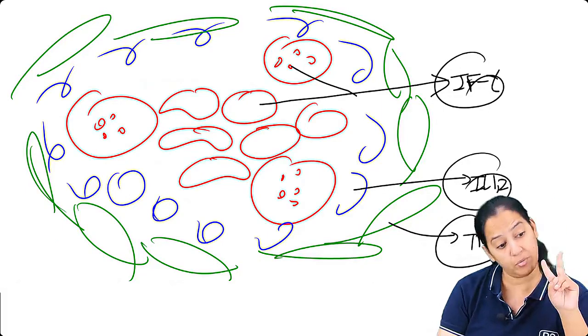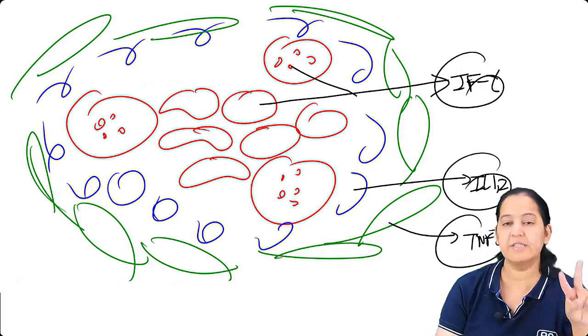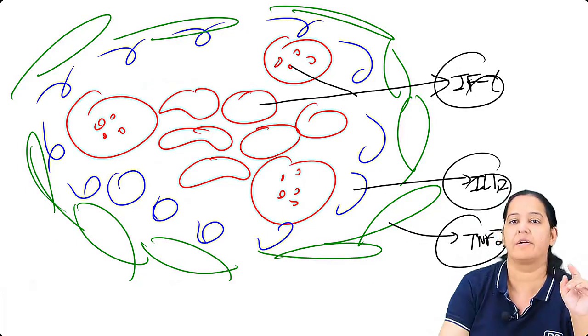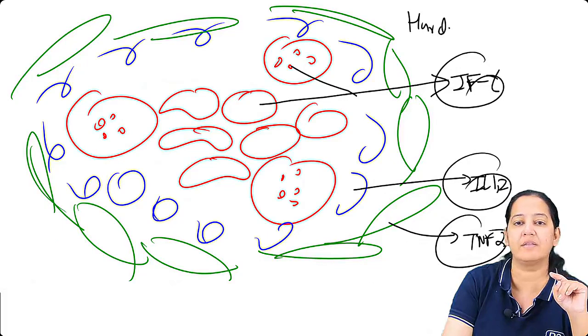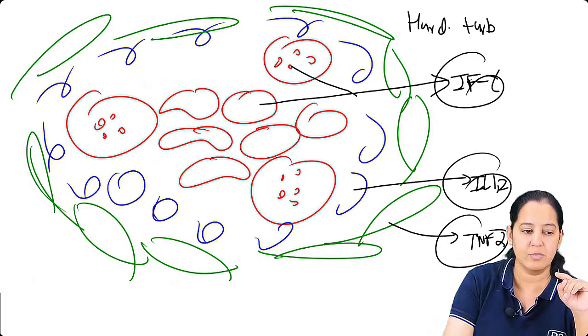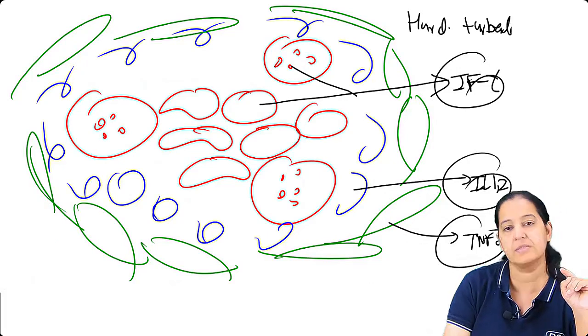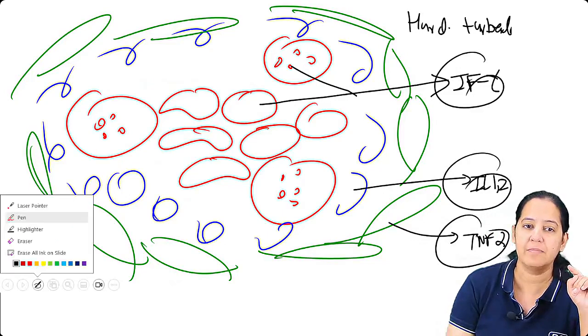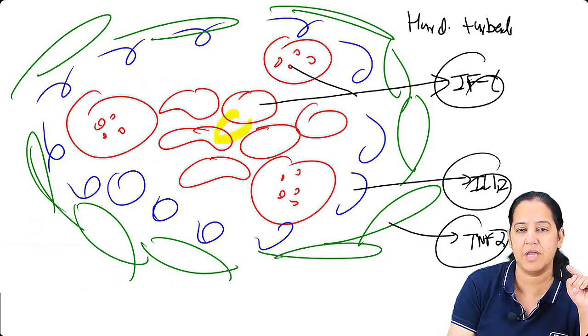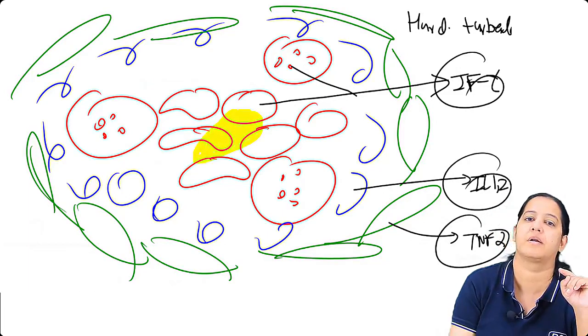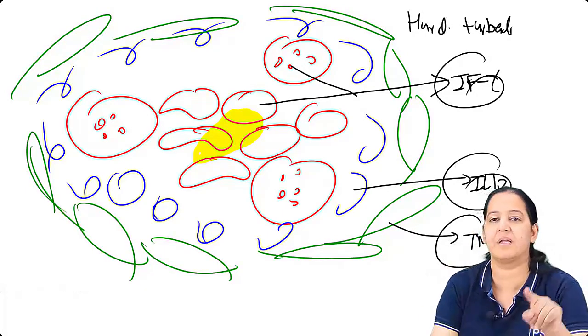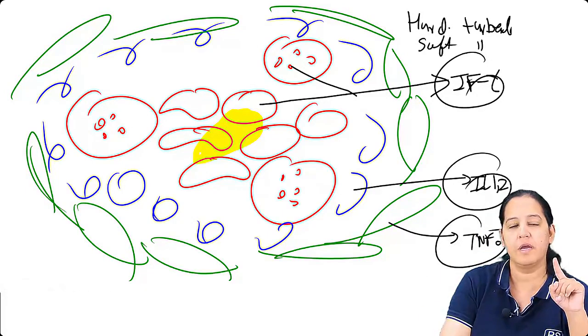Now, this is granuloma or tubercle. It is of 2 types. This one is hard because there is no necrosis at the center. This is known as hard tubercle. Sometimes at the center, caseous necrosis occurs. So if caseous necrosis is present at the center, it is known as soft tubercle.